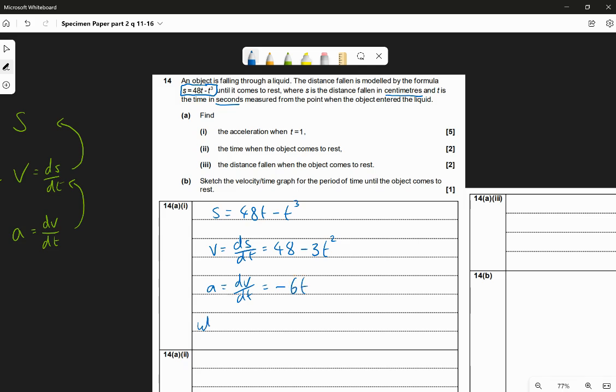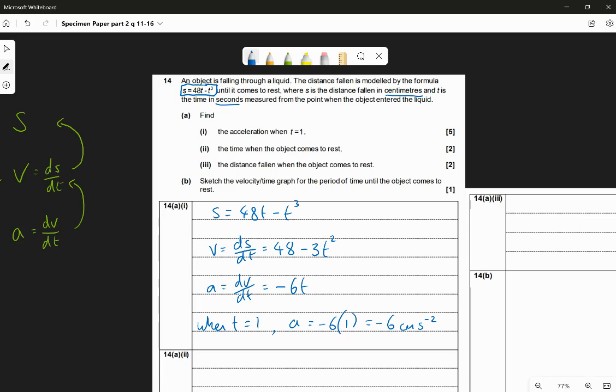So I want to know the acceleration when t is equal to 1. So when t is 1, the acceleration is equal to minus 6 lots of 1, so minus 6. And my units are in centimetres and seconds, so acceleration will be centimetres per second per second. So there we go.